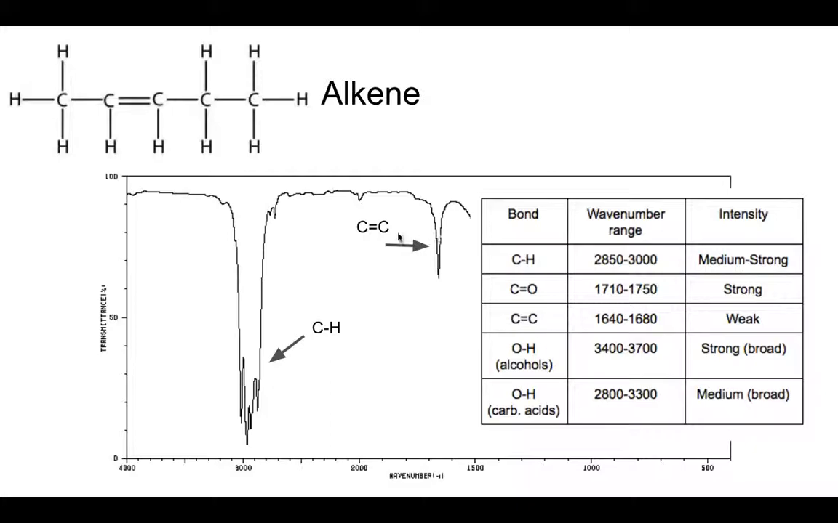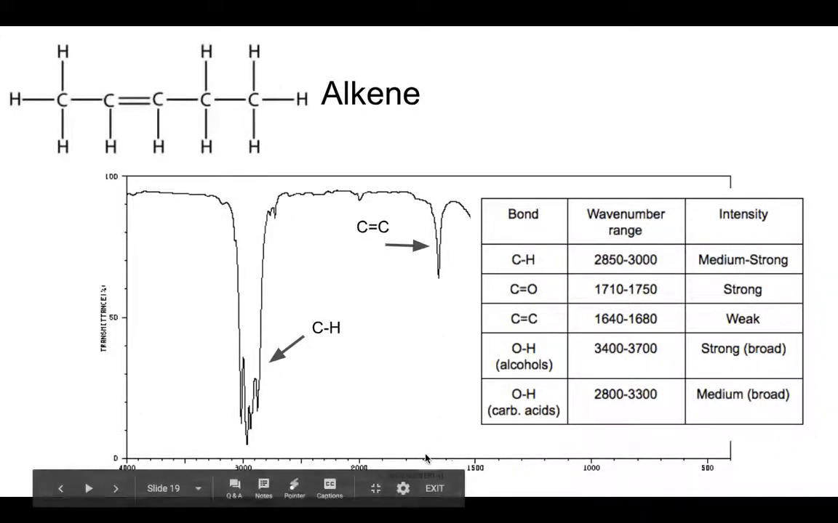Here's an example of the alkene carbon-carbon double bond peak. We can see it's very weak, doesn't stick down very far, and it is down here in the 1600s, not over in the 1700s, so it's definitely separate from the carbon-oxygen double bond.